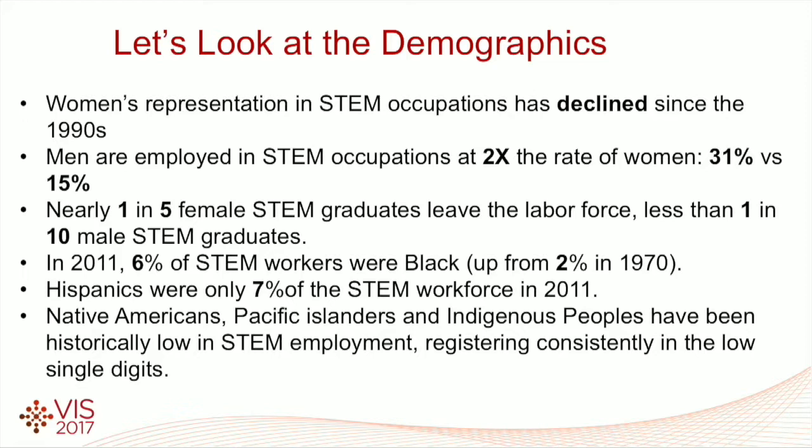In 2011, 6% of STEM workers were Black. That was up from 2% in 1970. Hispanics make up only 7% of the STEM workforce, roughly still 7%. And Native Americans, Pacific Islanders, and other indigenous peoples don't even register on those bar graphs because the numbers are so low.